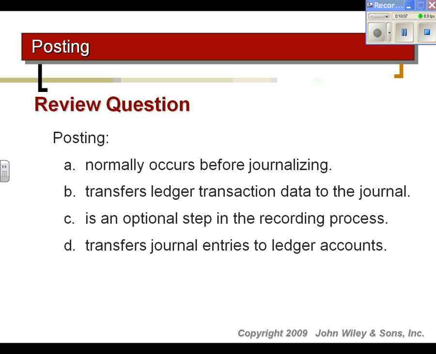C, posting is an optional step. No, it's not. We have journalizing, right? First you're going to analyze a transaction, then you're going to journalize, then you're going to post. So the correct answer is D, transfers journal entries to the ledger accounts. All right, we're going to stop here and continue with part 3.